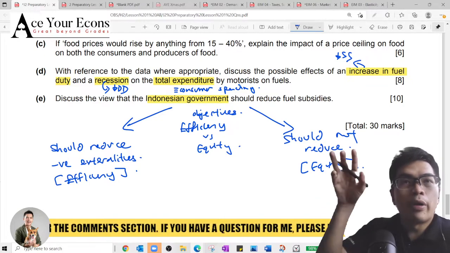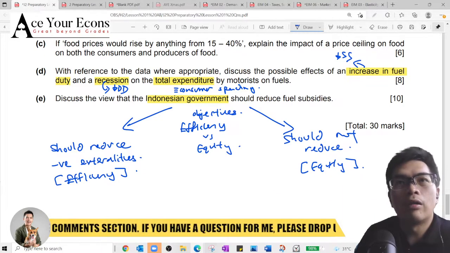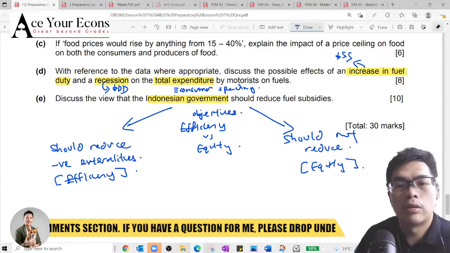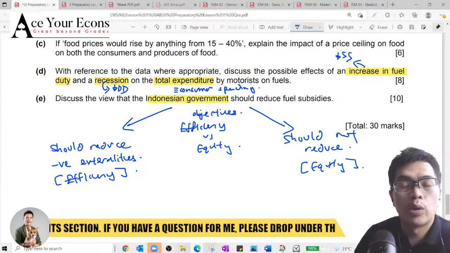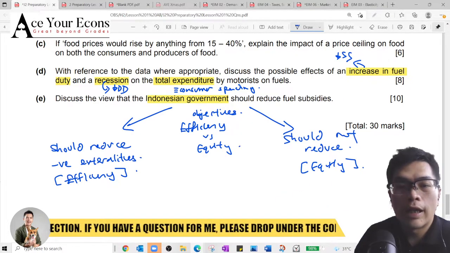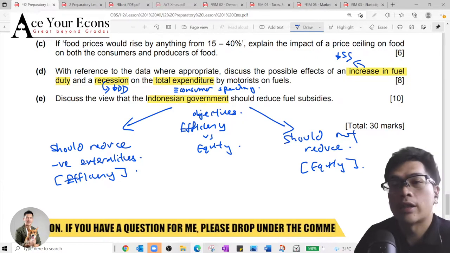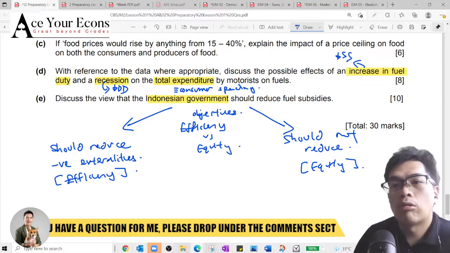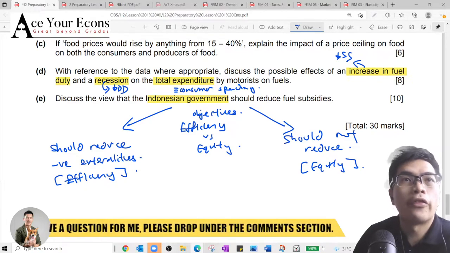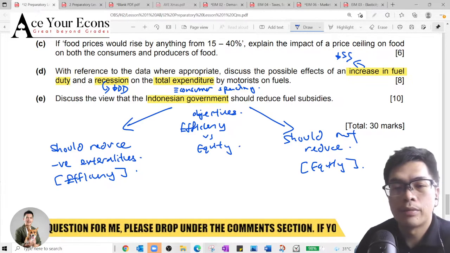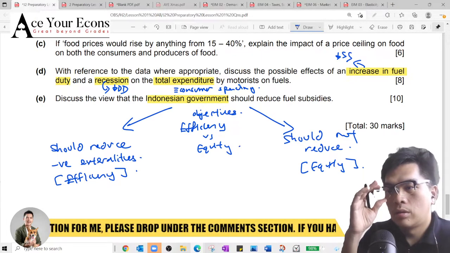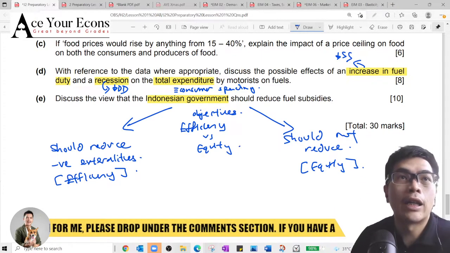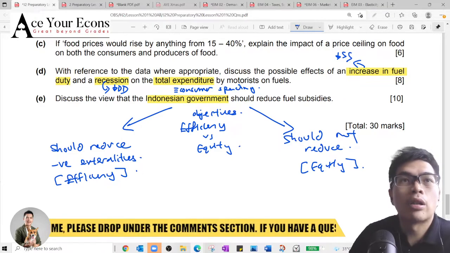Right? And when they are priced out of the market, it means that they have no access to the good. Okay, there's ineffective demand for the good. Especially fuel, they are necessity goods. Right? So you realize that this will lead to an inequitable outcome. Okay, it's not fair to the lower income earners as compared to the higher income earners. It's always a comparison.